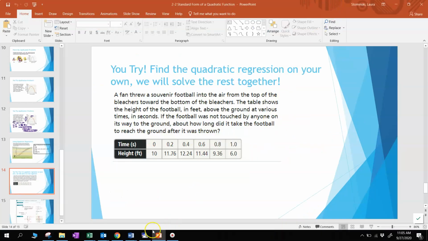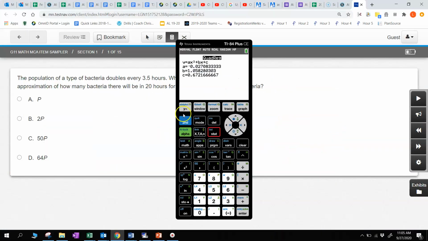PowerPoint now. So I'm going to go to y equals, and I'm going to graph what we just came up with. So negative 16x squared plus 12x plus 10. I would go to graph.